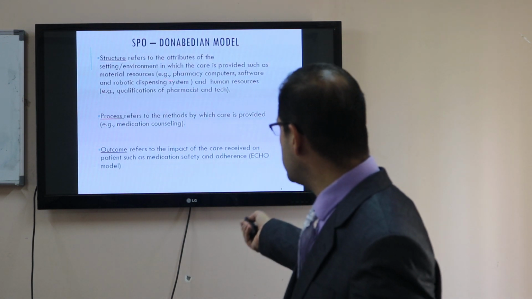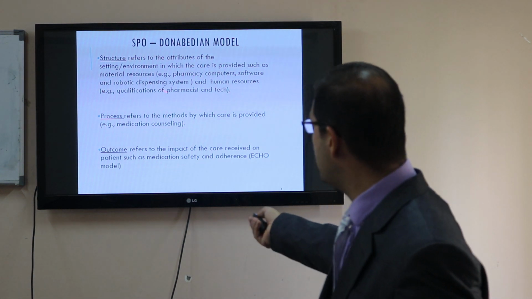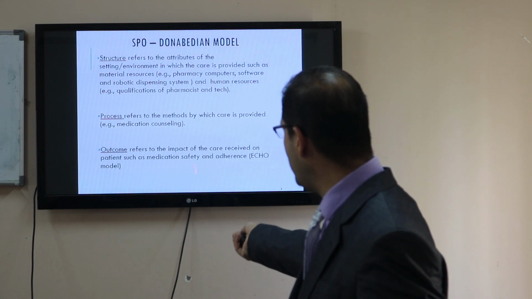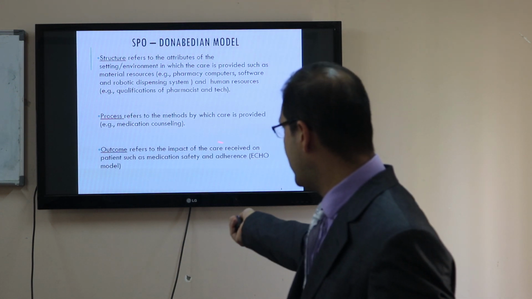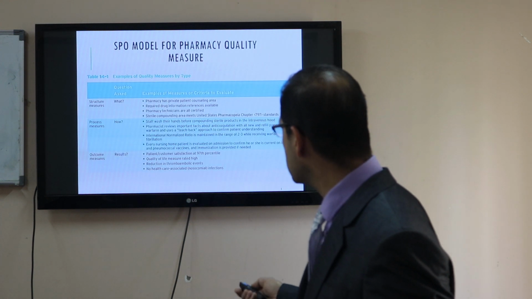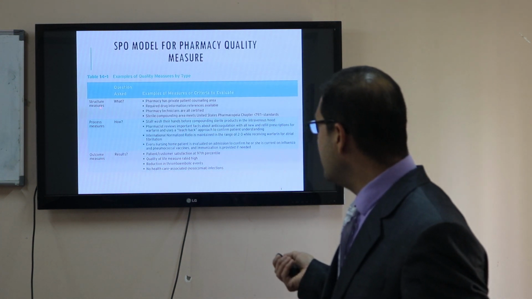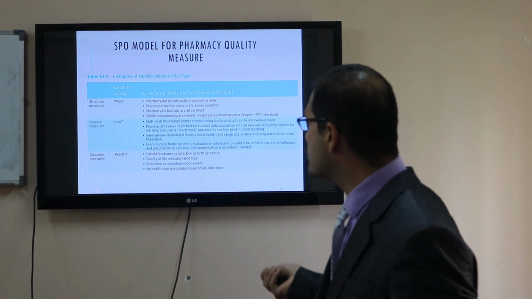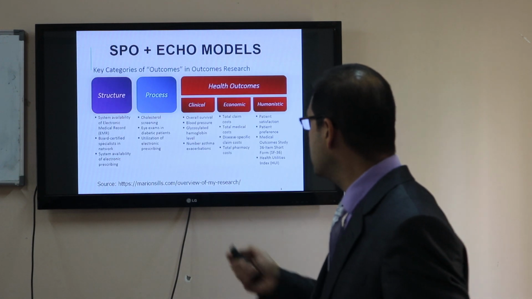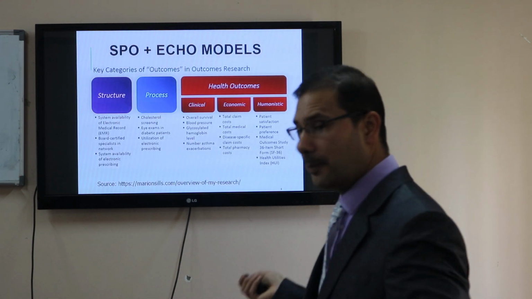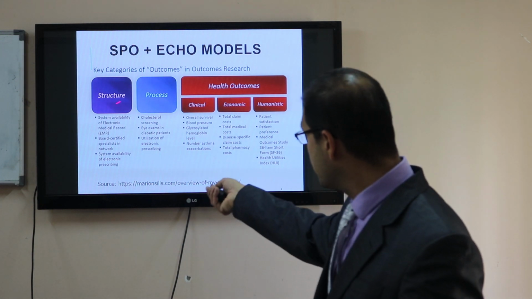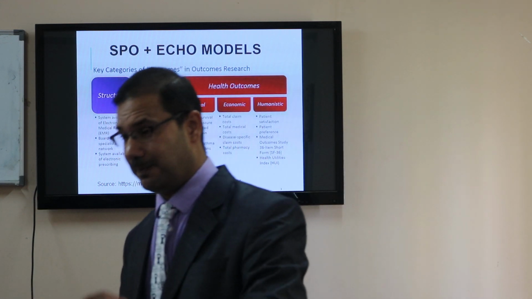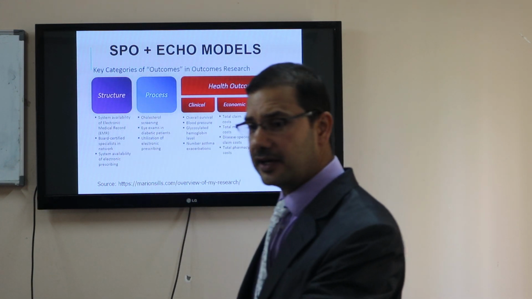So as I mentioned, structure is anything like pharmacy computers, software, robot systems; process is anything like medication counseling. Outcome could be patient outcome, which is in the ECHO model. We'll talk about the ECHO model in these lectures. So if we have a problem, as I mentioned, we need to fix the structure or fix the process to improve the outcome. Let's take a look here. This diagram is a combination of structure, process, outcome. Okay? It's Donabedian's structure-process-outcome, but we have another structure.